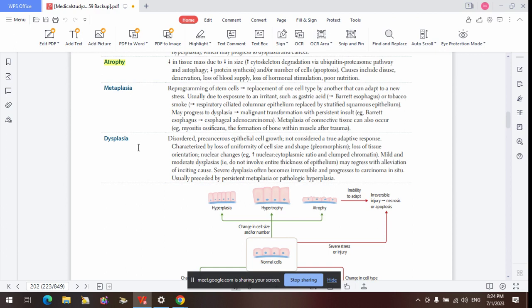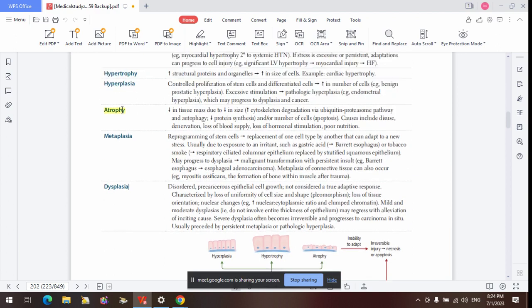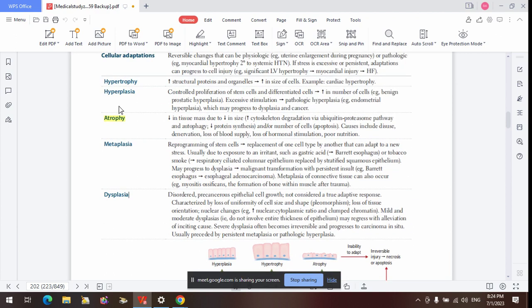It is not a true adaptive response. It's just an intermediate step to cancer, because metaplasia, atrophy, hypertrophy, and hyperplasia are all reversible. There's a level of dysplasia that once you get there, it's not reversible anymore. And dysplasia doesn't help to even cope with the stress. It can even worsen it. It's not a true adaptive response. It's more like a precursor to a cancer.